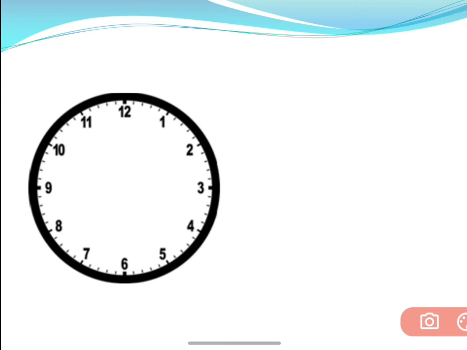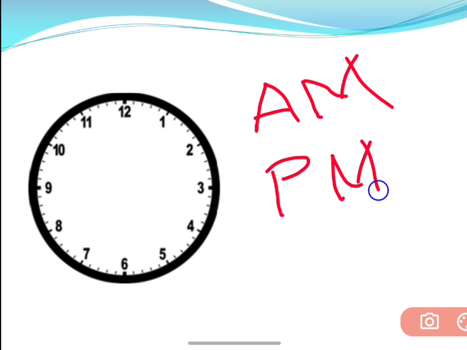Okay, first, in 12-hour clock, the time is told in AM or PM. Okay, AM is morning and PM is afternoon and evening. Okay, from morning 12 o'clock, that means the midnight 12 o'clock, to afternoon 11:59, it is AM. Okay, and in the afternoon when it is 12, from that time till 11:59 in the midnight, it is PM.